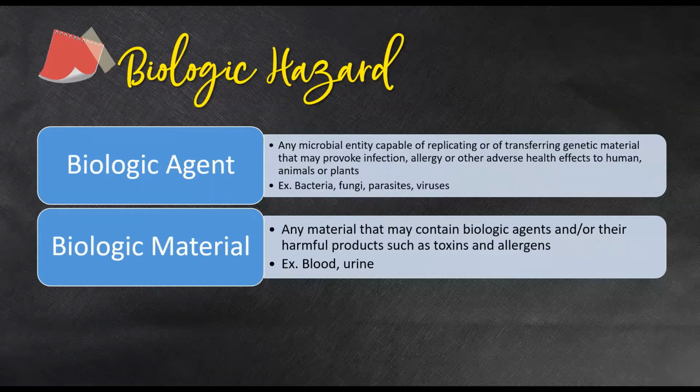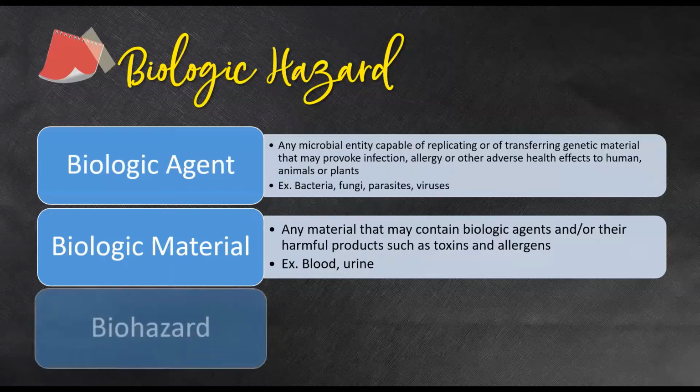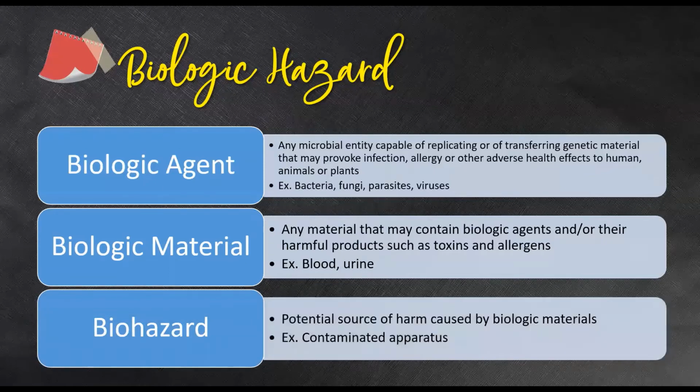Okay? Example, yung pinaprocess natin sa lab, we have blood. We always consider blood as potentially infectious. Urine, sputum, or kung sa animals naman, droppings, pupo ng animals, or kahit wiwi ng animals, blood ng animals, okay? Or kung sa plant, mga plant tissue samples, okay? Those samples may contain infectious agents. And lastly, biohazard. Biohazard pertains to the potential source of harm caused by biologic materials. Example of these are contaminated apparatus.